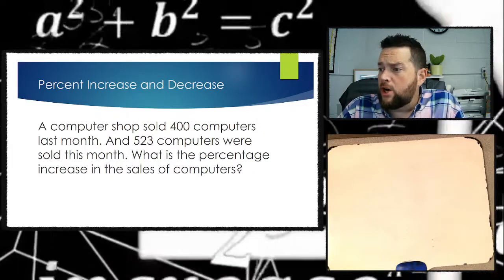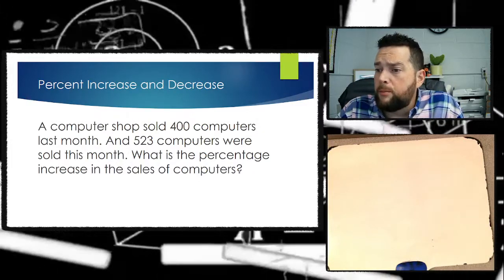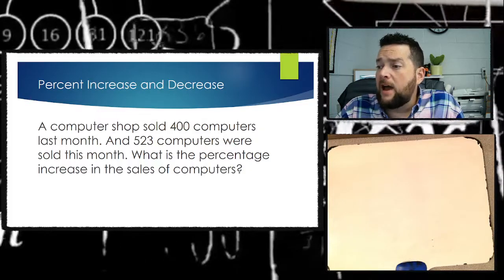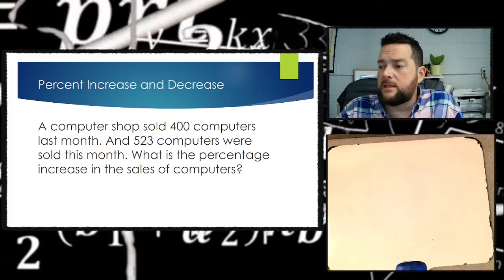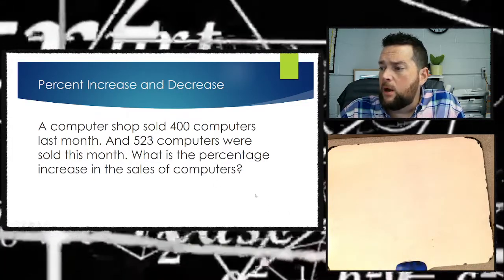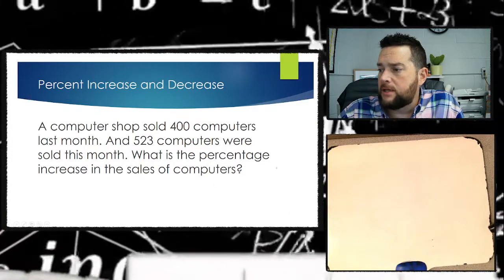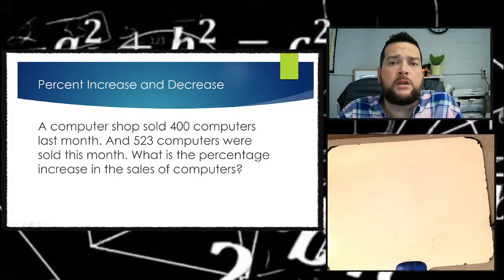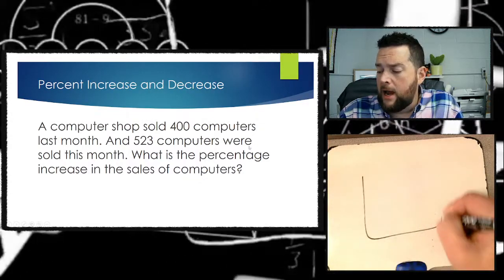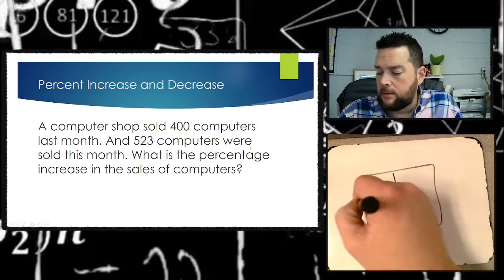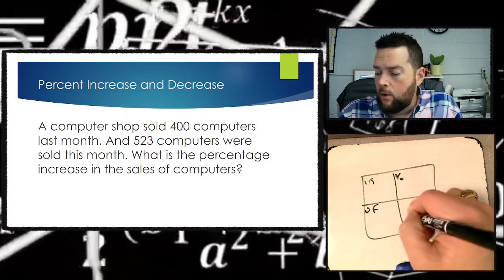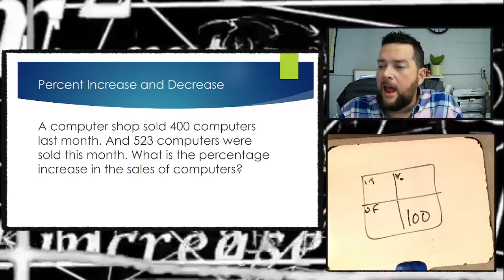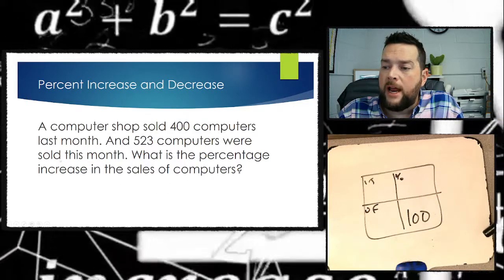All right, a computer shop sold 400 computers last month, and 523 computers were sold this month. What's the percentage increase in the sales of computers? Now I see a keyword right here, percent. And I don't see the word interest in the problem, so now I know I can use a percent box, is percent of 100. And then I see also another keyword, increase.